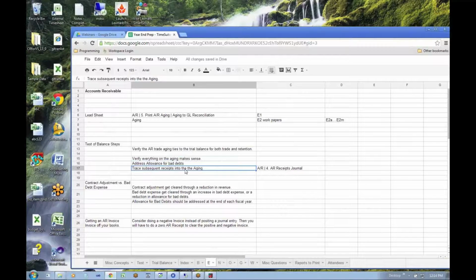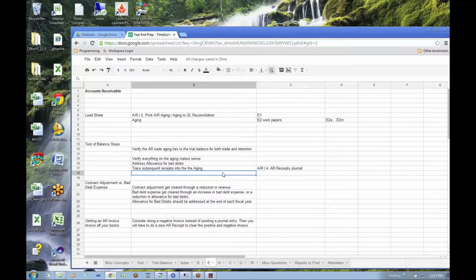Another step you could do is trace all your subsequent receipts into your aging, putting some sort of check mark or tick mark on your aging to show what's subsequently received, and you would print your AR receipts journal and do that. Subsequent means, if it's a December 31st, 2013 auditor review or compilation, then you go January 1st, 2014 through the day the auditors are there and do the tick marks. Sometimes they may want their auditors to do the tick marks. That shows what's been collected. What's been collected we know is good. What's not been collected, we don't know for sure it's good.